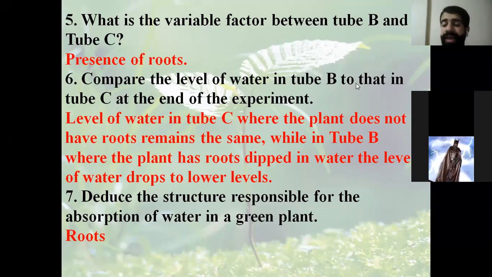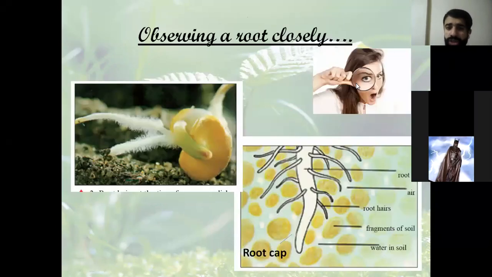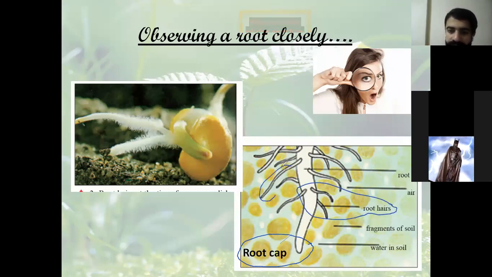So the roots are responsible for the absorption of water in green plants. If you wanted to observe a root closely, a root contains different parts. Two of the most important parts are the root cap and the root hairs. This part is called the root cap, and here we have the root hairs. These hair-like structures are called the root hairs. These are the root hairs as well.